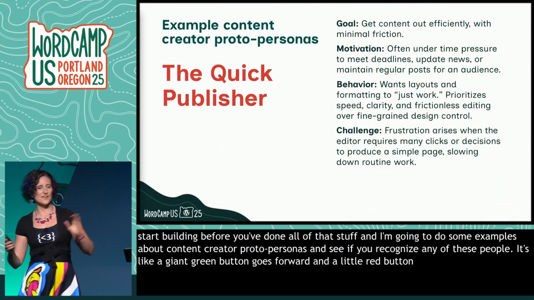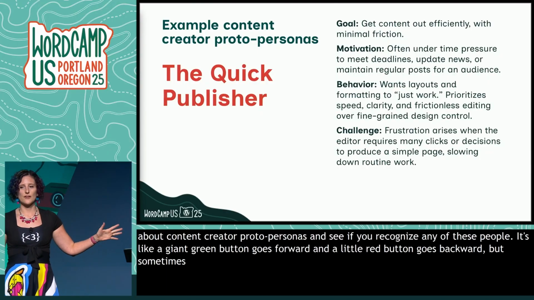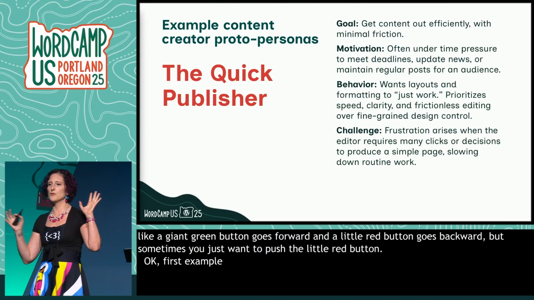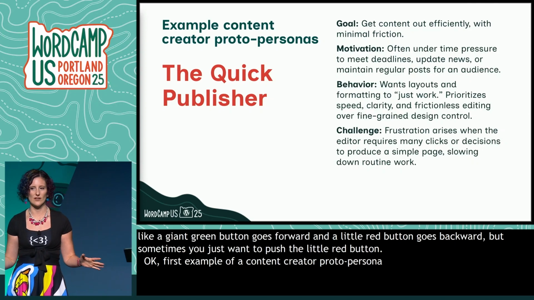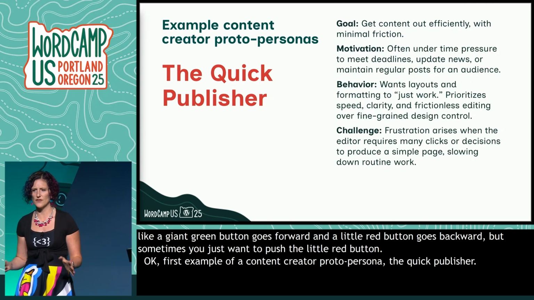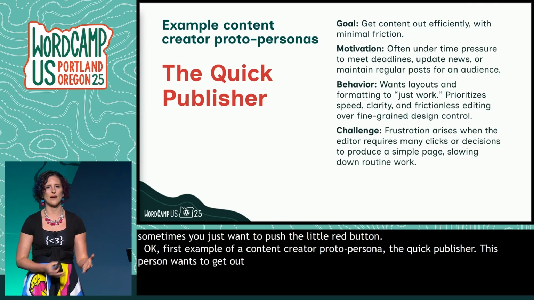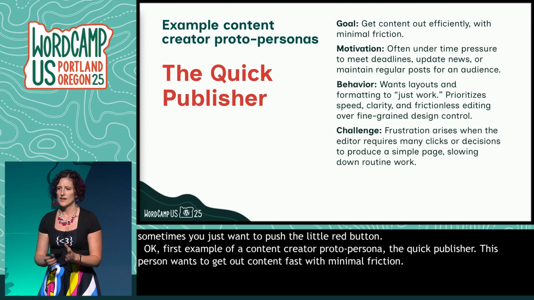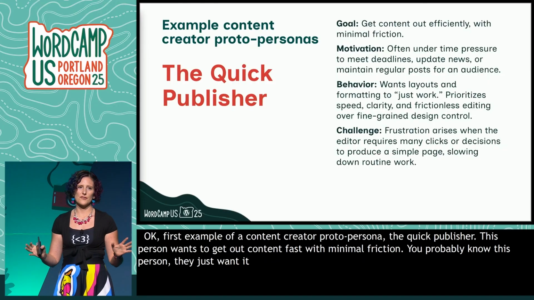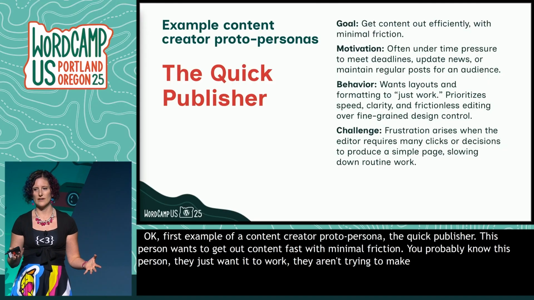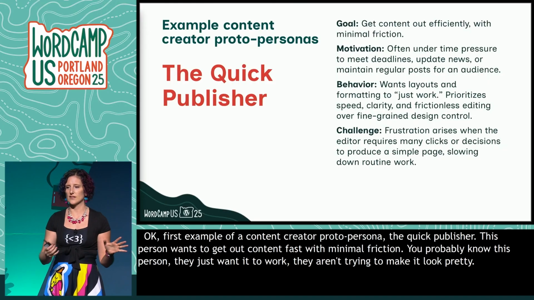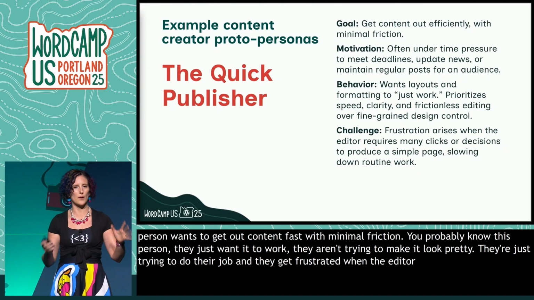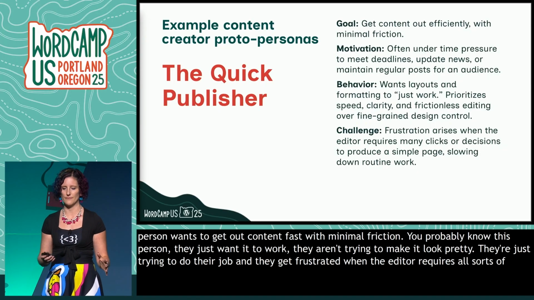All right, so first example of a content creator proto-persona, the quick publisher. This person just wants to get content out efficiently with minimal friction. They are under pressure, they want to meet deadlines, they just want to update something, maintain regular posts. You probably know this person. They just want it to work. They aren't trying to make it look pretty, they're just trying to do their job, and they get frustrated when the editor requires a lot of clicks or decisions just to make a simple page. So this is the quick publisher. They just want to get in, get out, get it done.